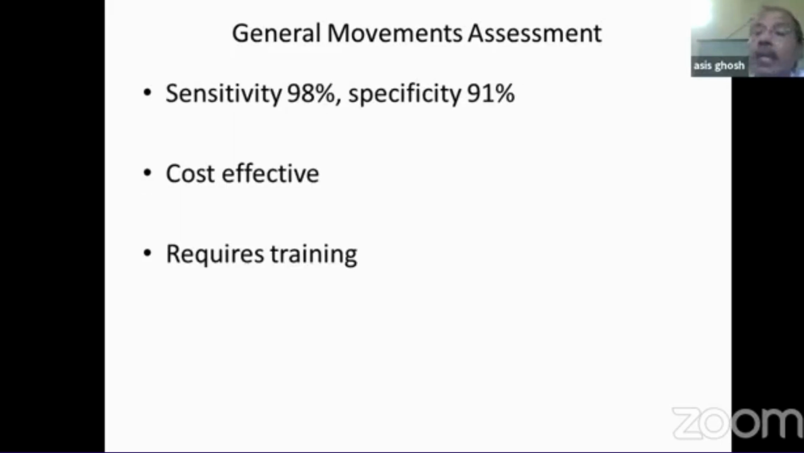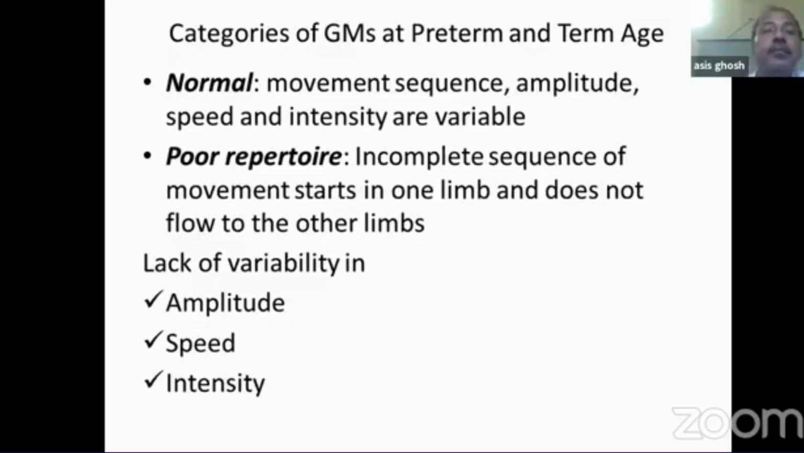It has very high sensitivity, 98%, specificity 91%. It is cost effective, but it requires training. So these are the categories of GMs at preterm and term age.